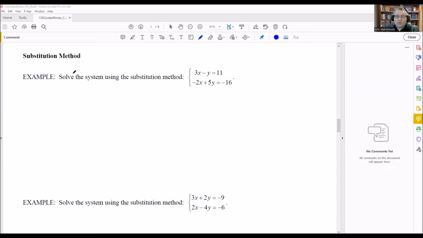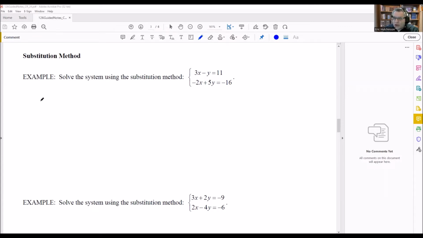We're going to solve this system by using the substitution method. For the substitution method, the way it works is you're going to solve one of the equations for either y or x, and you'll put it into the other equation. That way you eliminate one of the variables and you only have one variable remaining.